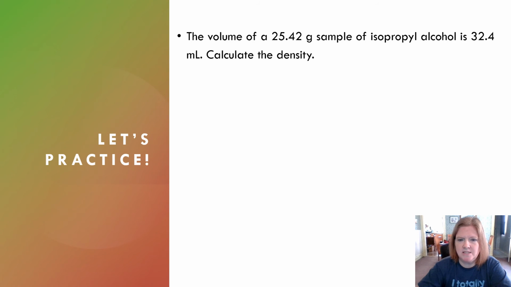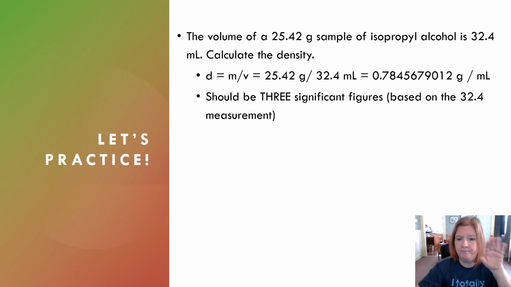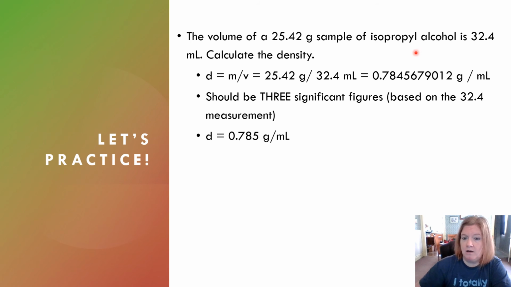All right, so let's practice. So the volume of a sample of isopropyl alcohol is 32.4 milliliters. The grams 25.42. Calculate density. Okay, so I did the math, right? Density is mass over volume. I did mass divided by volume, and I got a whole bunch of numbers in my calculator. It should be 3 significant figures. Why? Look at this measurement. That has 4. This measurement has 3. We divided, so the rule is it's based on the least number of significant figures. So there's our answer. So this 0 doesn't count as significant. 1, 2, 3. Look here. I round up.